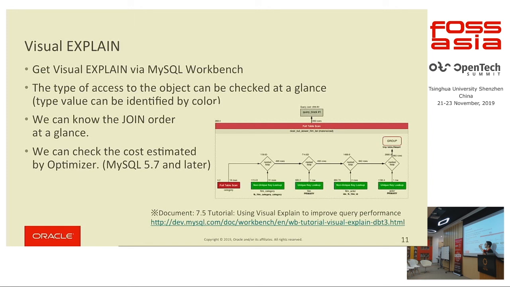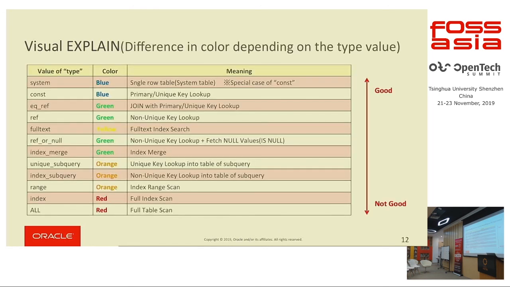You may change other things in this diagram. Maybe this one having the largest number of the cost for the unique key lookup. We may try to change the conditions. We may filter against this table first. And there are lots of outputs. It tells you, you know, the blue ones tend to be usually okay, better. Some green ones okay. Red ones we got to look into because that's doing full table scan. So this is part of the MySQL Workbench.